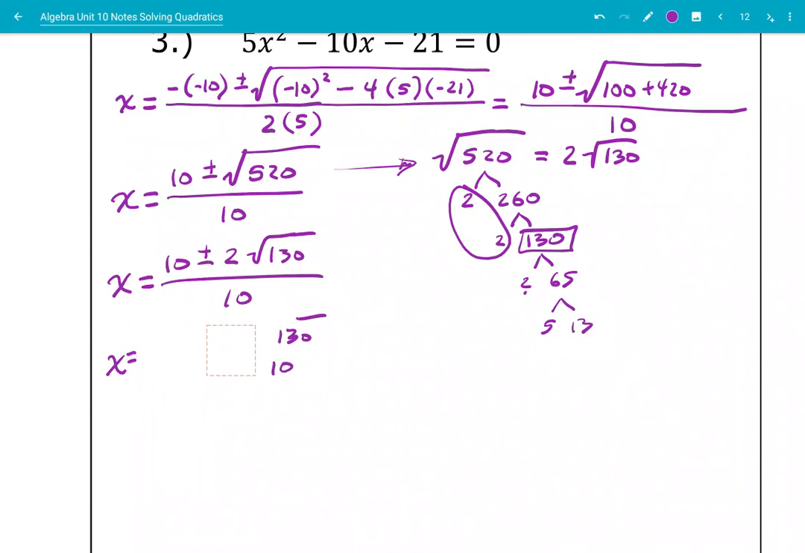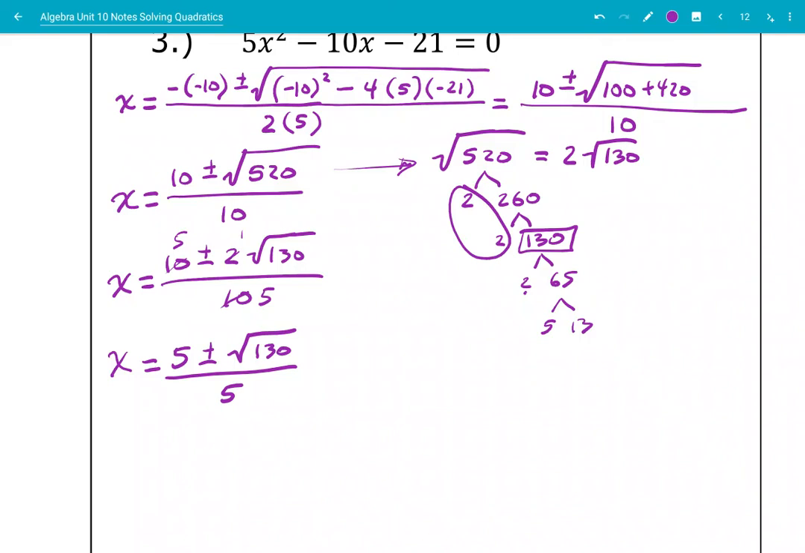So, you know what? Ignore that step. Sorry about that. We're going to do this. This is going to become 1. This is going to become 5. And that's going to become 5. So x equals 5 plus or minus the square root of 130 over 5. So we reduce those fractions.